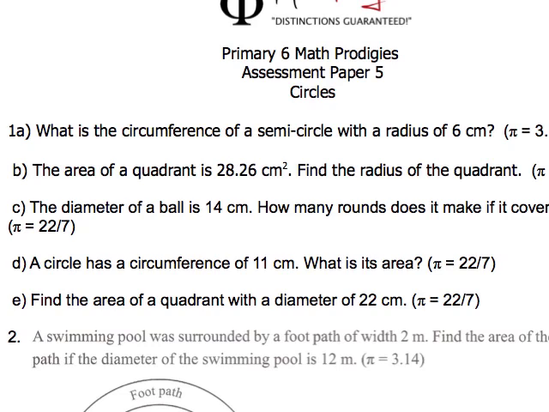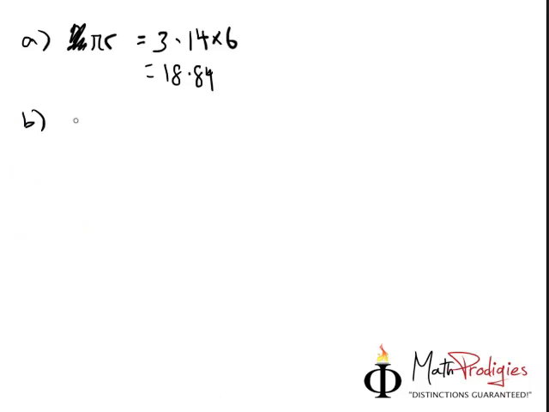Now, I'm going to do my way of doing it, and I'm going to show you how some of the other kids your age are doing it. The area of a quadrant is equal to what? Pi r squared divided by 4, correct? So the area is given as 28.26, am I right? Yes. 28.26 is equal to, what's your pi? 3.14. What's your radius? You don't know, that's what they want you to find.